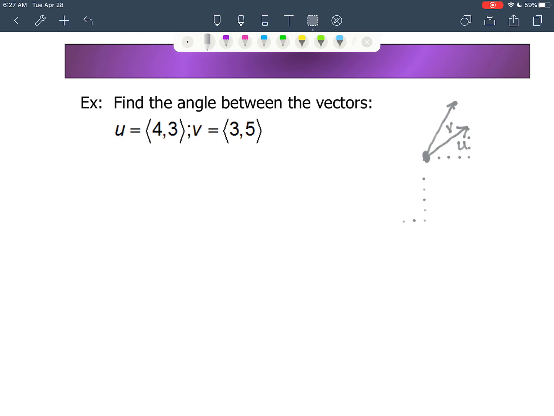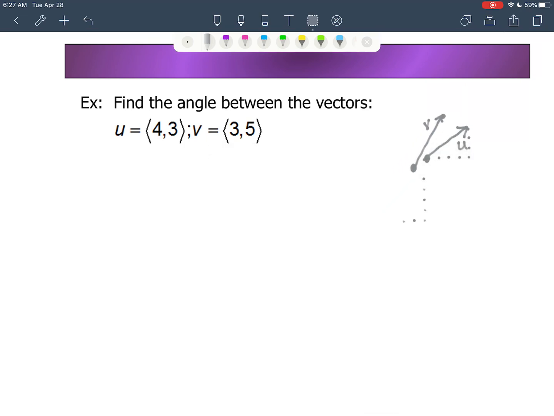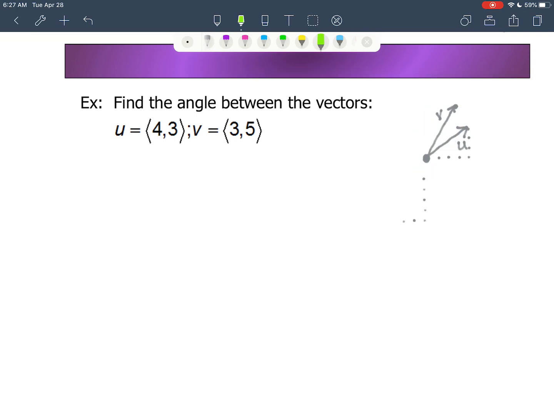So I'm going to move this here. I want to find the angle between those two vectors. I should actually move v over here. And now look at that. Oh, very nice. So it's going to be a pretty small angle. It's this angle right here, theta.